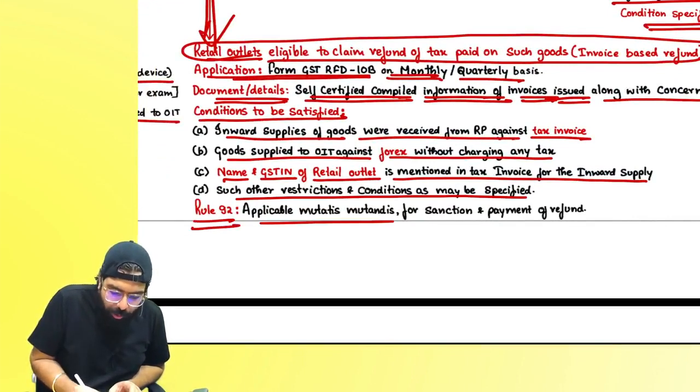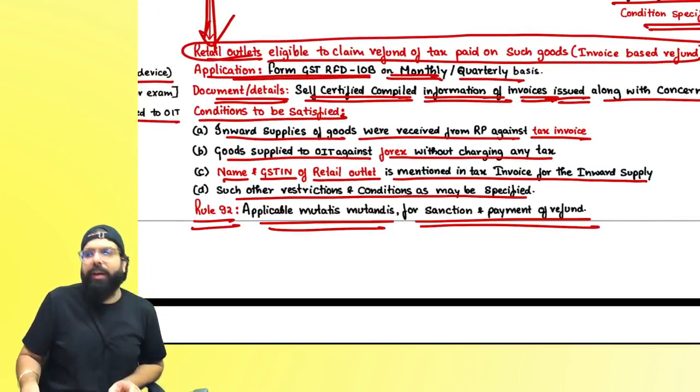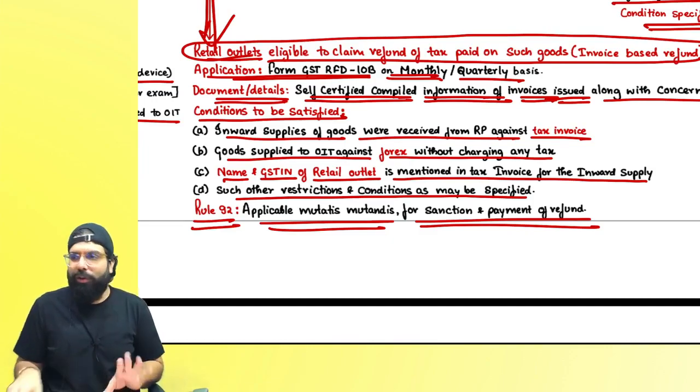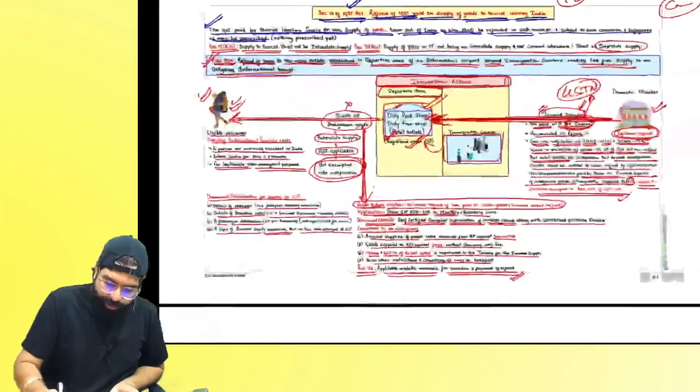Rule number 92, mutatis mutandis, for sanction of refund. Basically, rule number 92 says that whenever the refund is sanctioned, they will give you a refund sanction order and payment order. All those things will apply, mutatis mutandis. Are we clear, everyone?